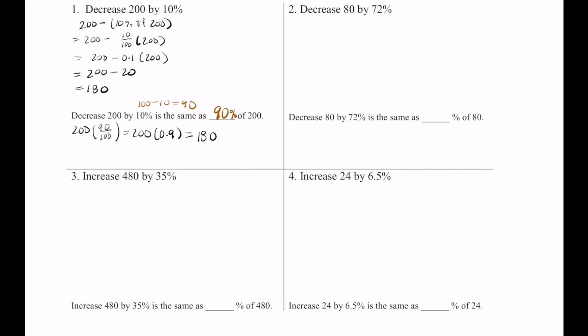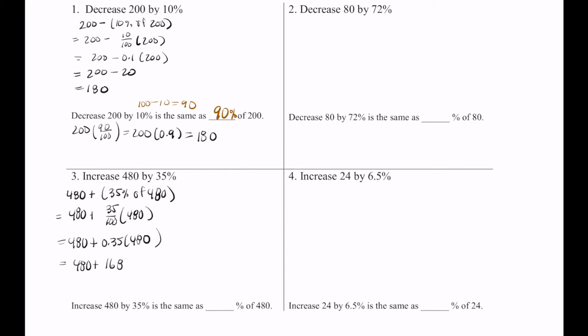Increase 480 by 35%. So we want to start with 480 and add whatever 35% of 480 is. This is equivalent to 480 plus 35, and again it's percent, so you divide that number by 100 times 480. So you have 480 plus 0.35 times 480. Now on your own calculator, multiply 0.35 times 480 to get 168. And you end up with 648.